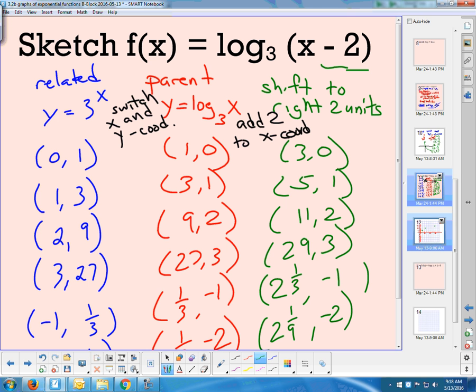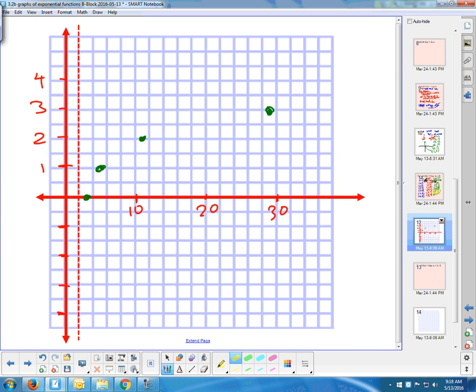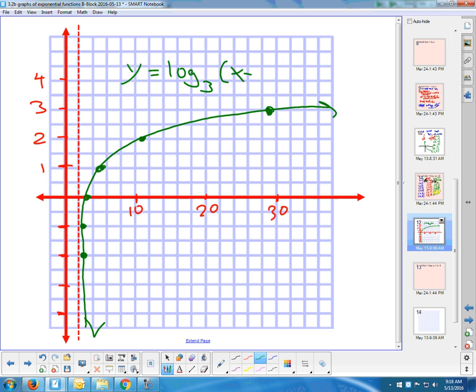And then when it comes to these points that have fractional coordinates, you just do the best you can, get them into place, because that's going to help you indicate your asymptote. We had 2 and a third, negative 1, and 2 and a ninth, negative 2. And so we end up with the graph of y equals logarithm base 3 of x minus 2 by using the parent function, the related exponential that is the inverse, and then applying transformations. And that is the graph of y equals logarithm base 3 of x minus 2.